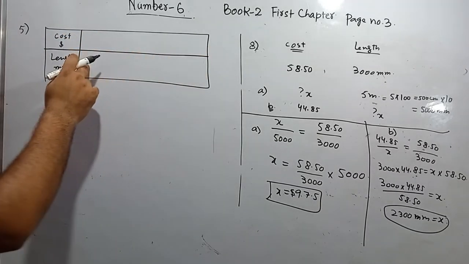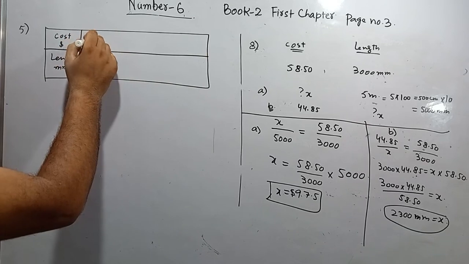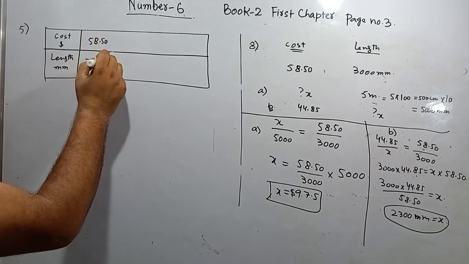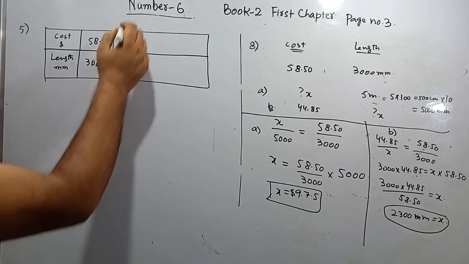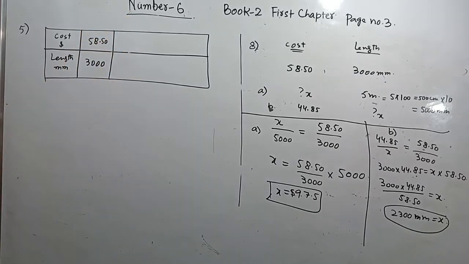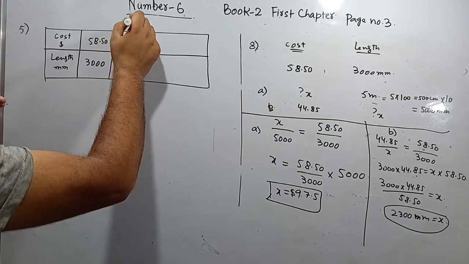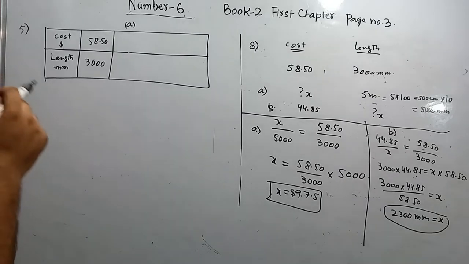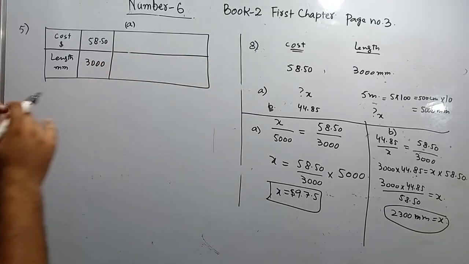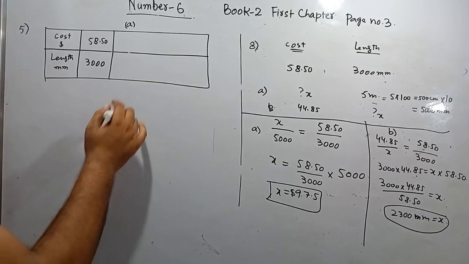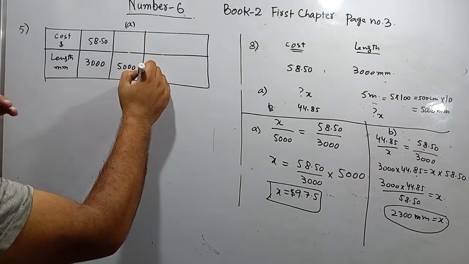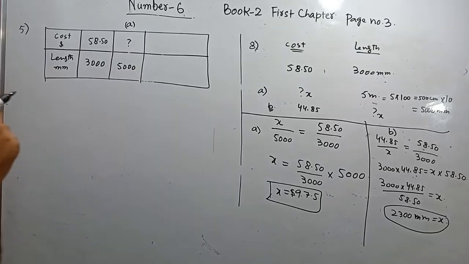So first, what is given there: the cost is 58.50 and the length is 3000. Now, first part A. For part A, what is given there? 5 meter is given. I will change 5 meter into mm. It's 5000 mm, and here I don't know the cost.